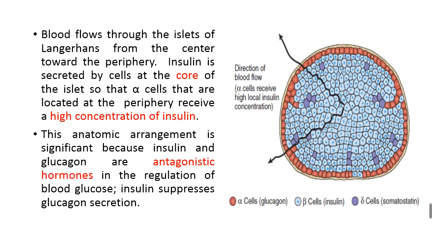Blood flows through the islets of Langerhans from the center towards the periphery. Insulin is secreted by the cells at the core of the islets, so that the alpha cells that are located at the periphery receive a high concentration of insulin. Why? Because the insulin is secreted by the cells at the core of the islets of Langerhans.